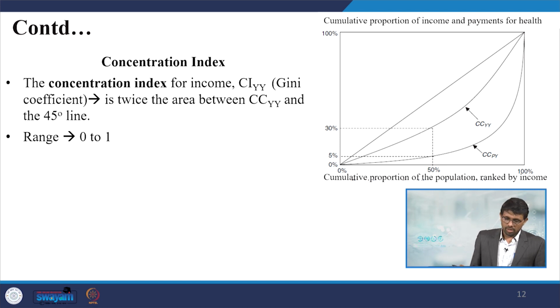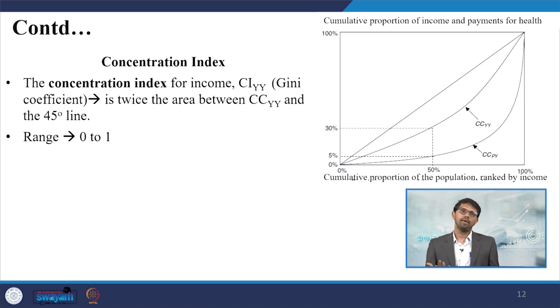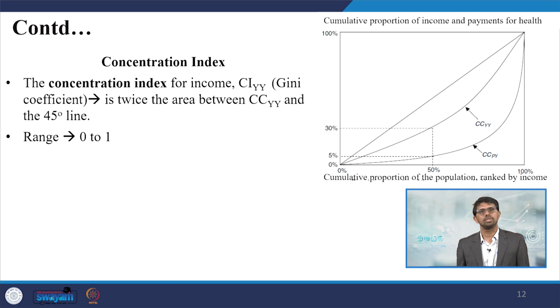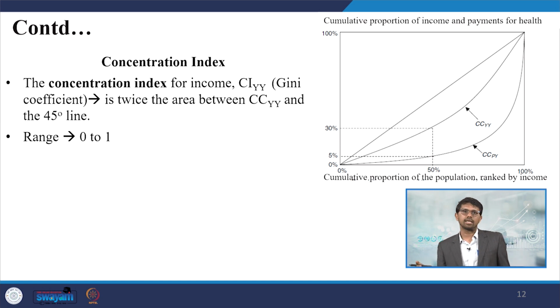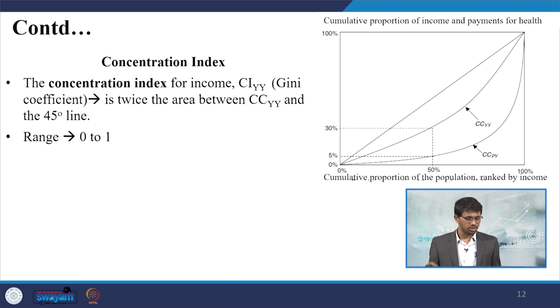So, we are now explaining the concentration index. The concentration index for income, that is CIYY, is measured through the Gini coefficient, and it is twice the area between CYY and the 45-degree line. So, when we measure in terms of index value, it is estimated as twice the area between CCYY and the line, that means these two areas, and the value of the concentration is just double.